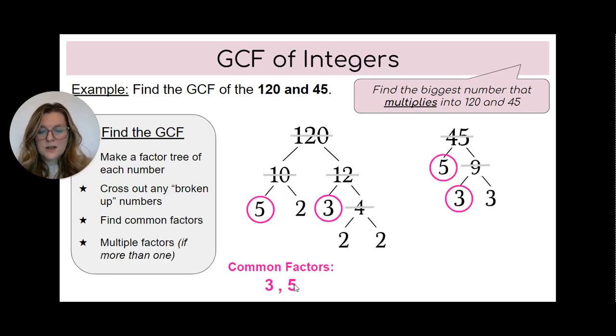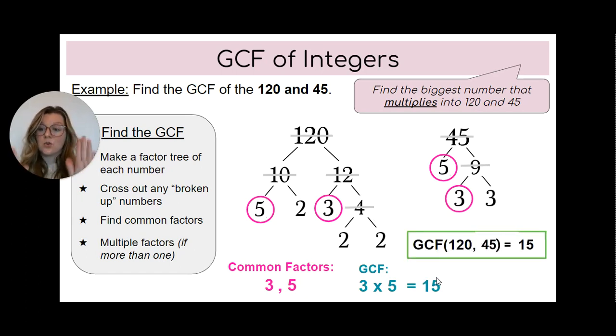So 3 times 5 down here is going to give me 15, and that means the greatest common factor of 120 and 45 is 15. Sometimes you'll see this notation, they'll put like GCF, parenthesis, the two numbers you're finding the greatest common factor of. It just means the greatest common factor of those two numbers. Really, all we care about is 15. So that is your overview of finding the greatest common factor of just regular numbers.